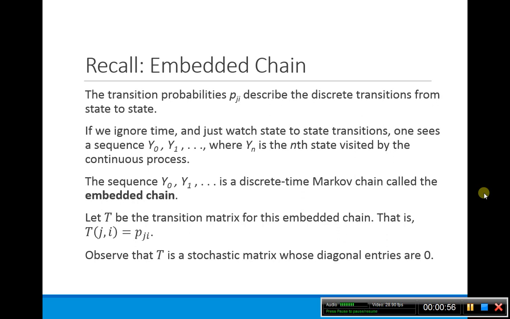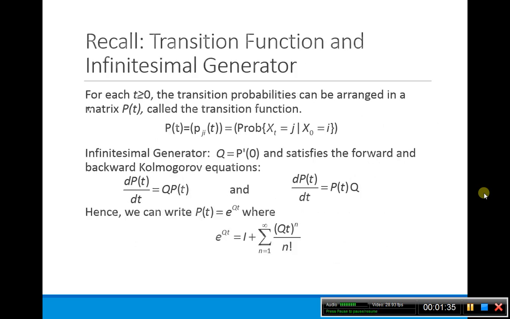So this is actually a discrete time Markov chain that describes just where you would transition in your continuous time Markov chain. So we let T stand for the transition matrix for this embedded chain. So here's the probability that you're going to transition from I to J. And remember we talked about how you actually find this transition matrix. If you know the rate at which you transfer from one state to the other, then you can take the rate divided by the sum of all the rates out of state I. So anyway, we have this embedded chain and this transition matrix for it. And remember that this T is a stochastic matrix whose diagonal elements are actually 0 in this case.